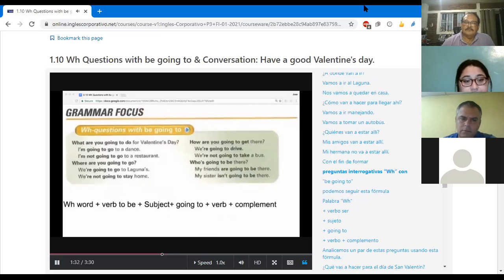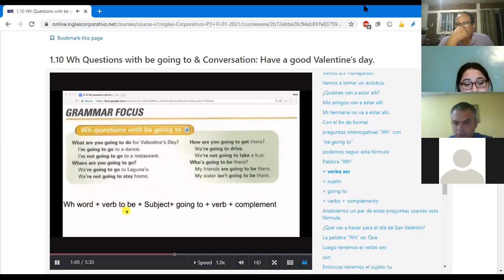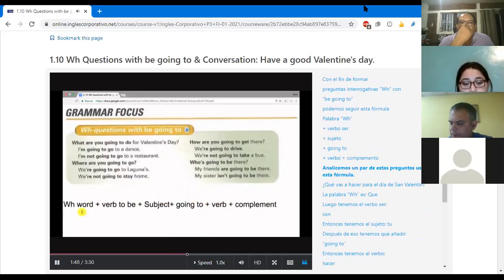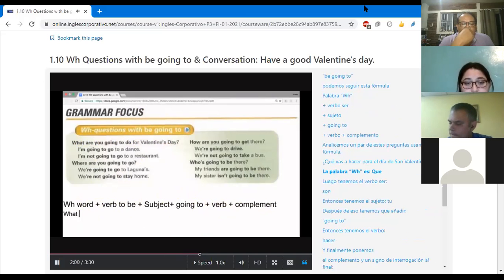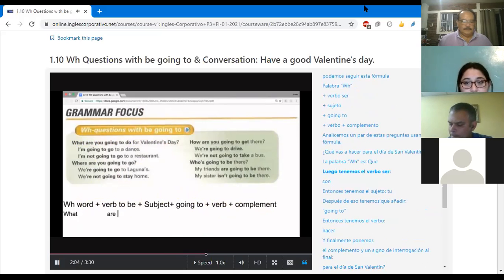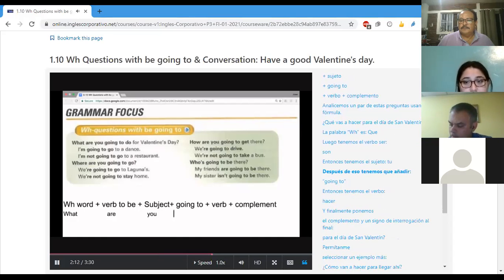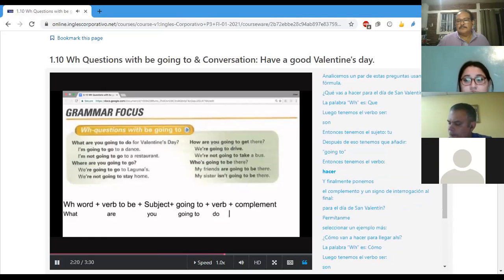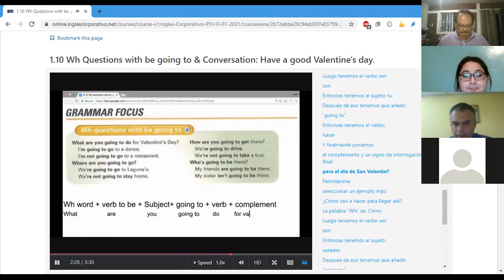In order to form WH questions with be going to, we can follow this formula: WH word plus verb to be plus the subject plus going to plus verb plus complement. Let's analyze a couple of these questions using this formula. What are you going to do for Valentine's Day? The WH word is what. Next, we have the verb to be, are. Then we have the subject, you. After that, we add going to. Then we have the verb, do. And finally, we put the complement and a question mark at the end: for Valentine's Day.